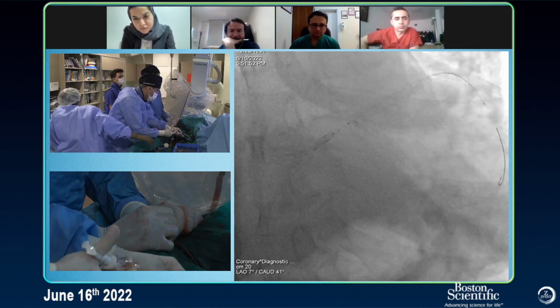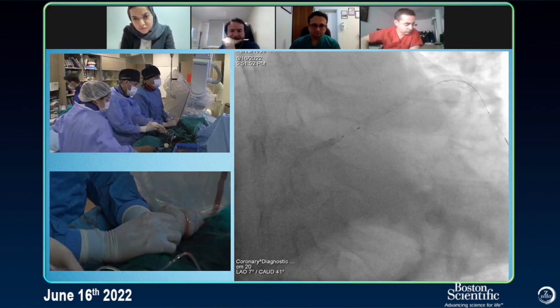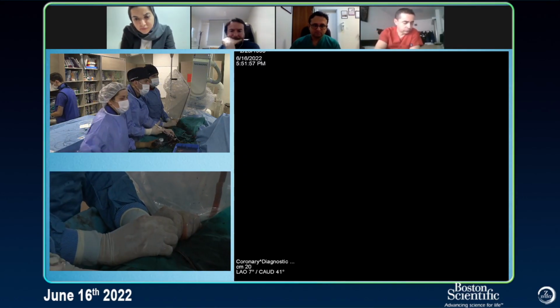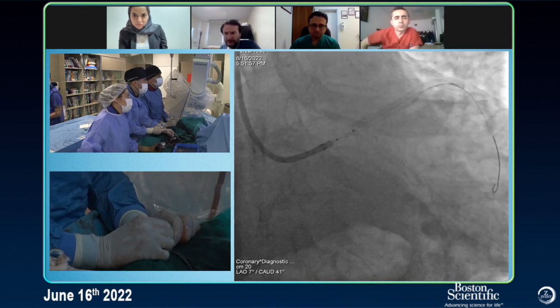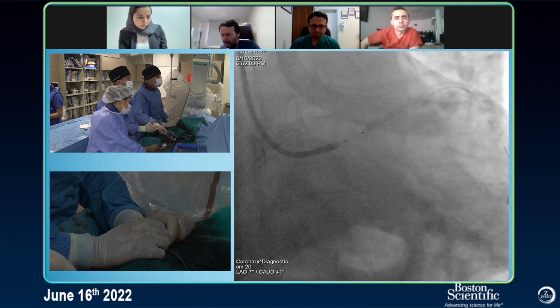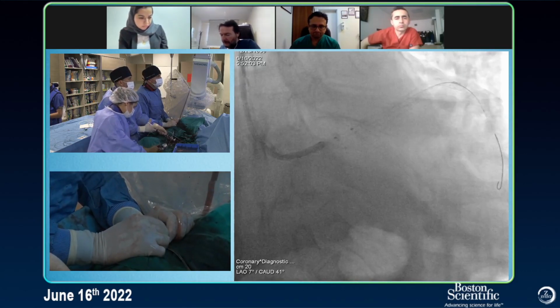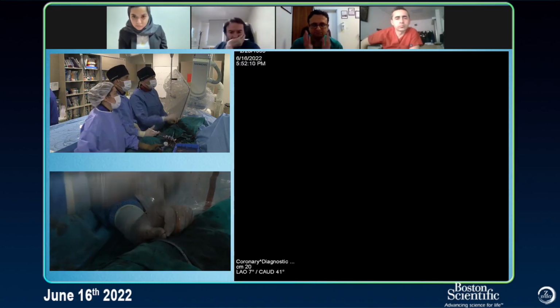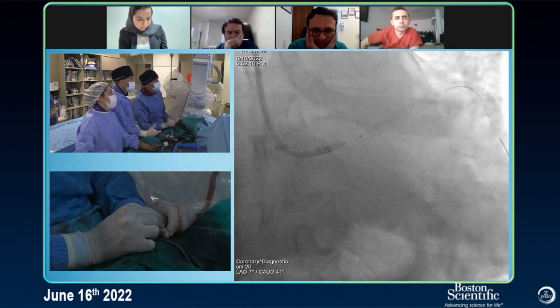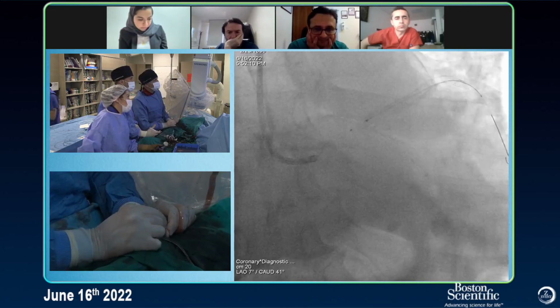Okay, let's see. Pressure is okay, 140 again. Okay, let's do here. Go up here. 10. Down. More distal, I should go more distal. And I'm happy that the circ is hiding.